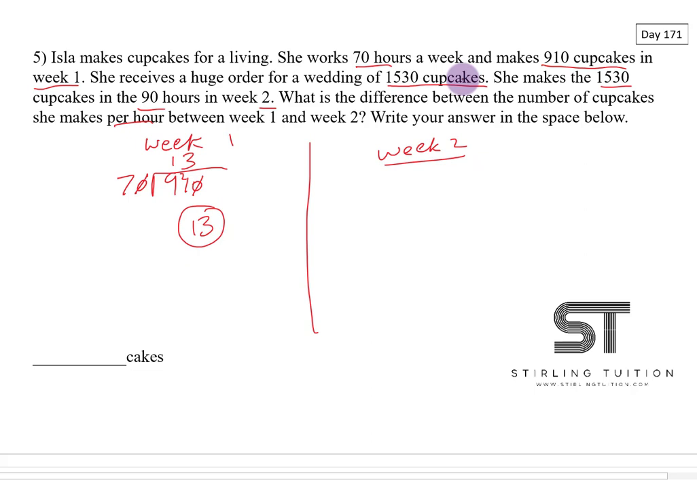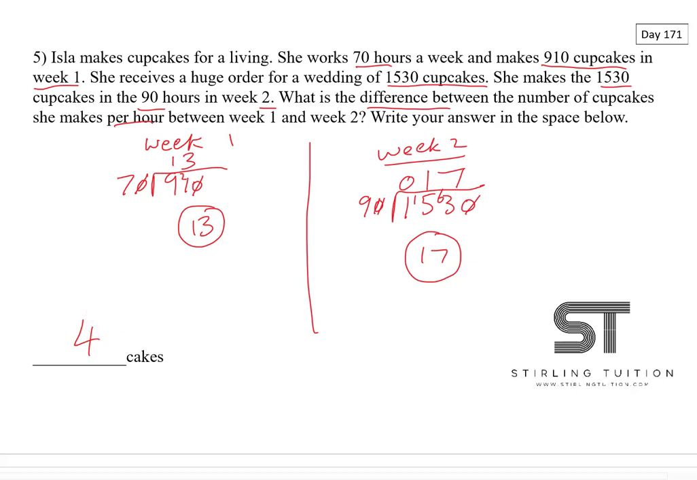Now week 2, she is given that big order of 1,530 cupcakes, and she spends 90 hours on these. Again, equivalent division, just divide them both by 10. Gives us the same answer. 9 into 1 now does not go. Carry the 1. 9 into 15 goes once. Carry the 6. 9 into 63 goes 7. So she makes 17 per hour in week 2. So the question is, what is the difference between the number of cupcakes per hour in week 1 and week 2? Week 1 is 13, sorry. Week 2 is 17. So the difference between the two is 4 cupcakes. And that's the end of day 171.